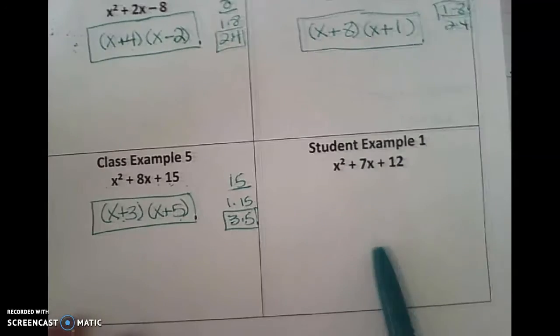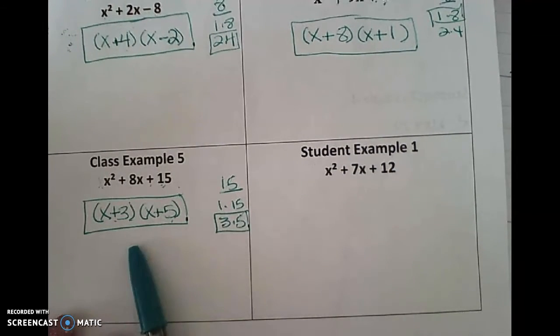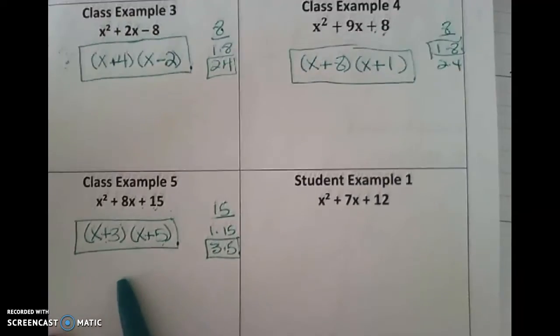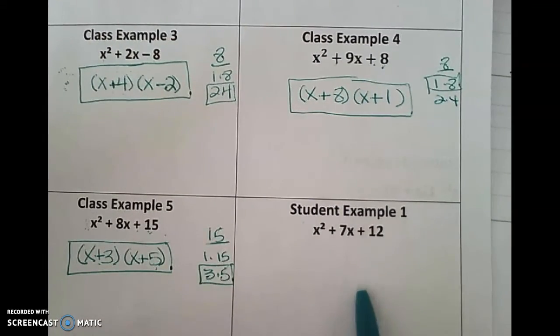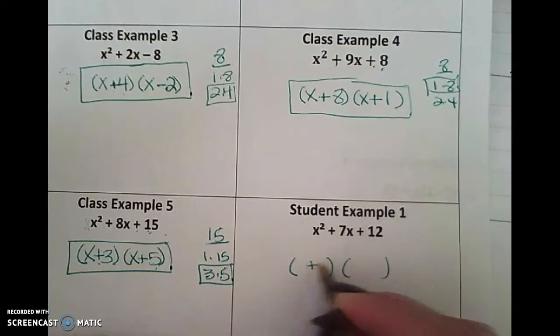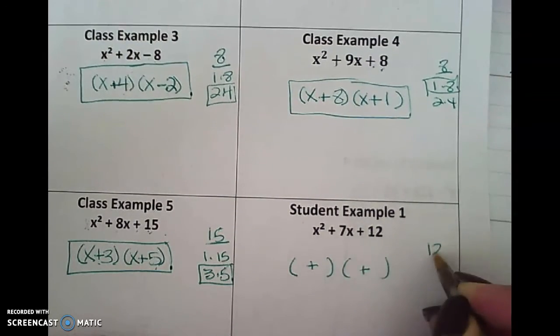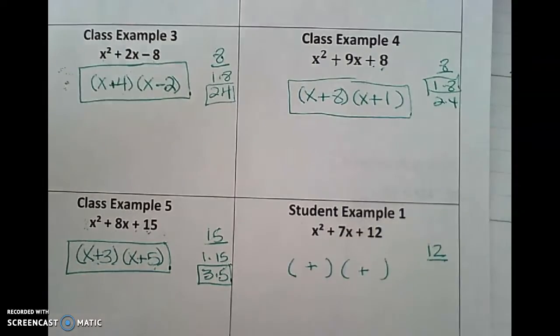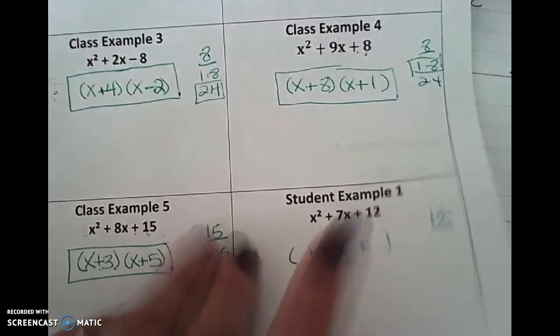I'm going to leave student example 1 for you because it's very simple. It's very similar to 5 and 4 with the signs. I'll start it for you. You know, you're going to have a plus. You're finding the factors of 12 that add to be 7. All right, but let's flip it over and do what I think might be a harder one back here.